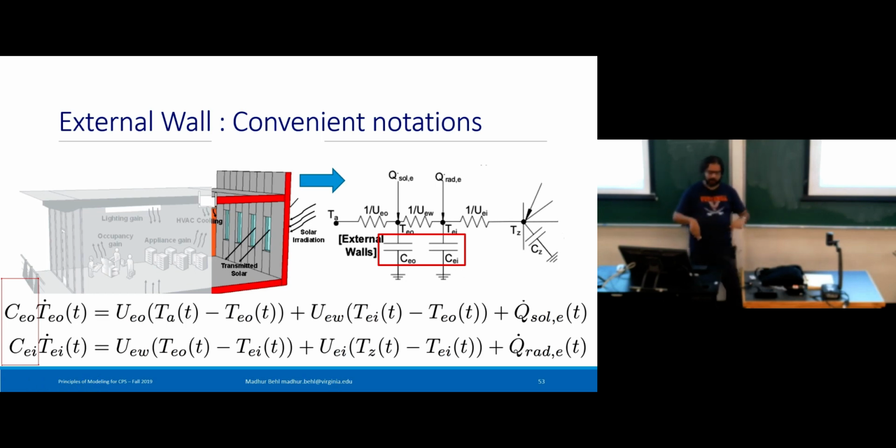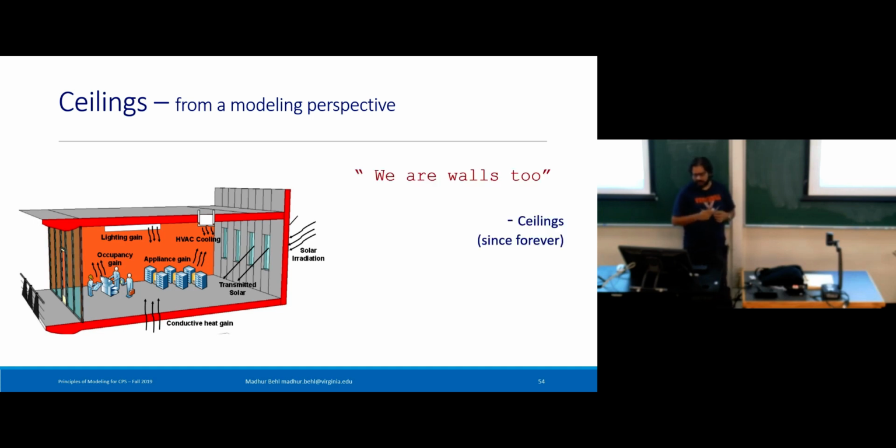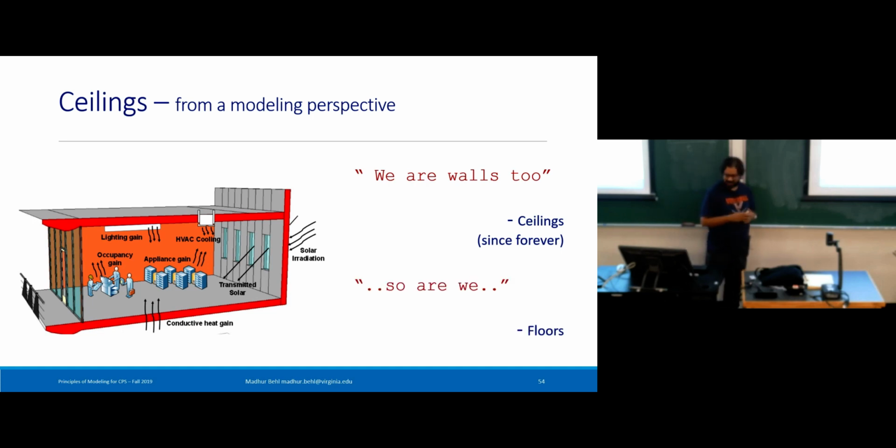So let's go back to that question. We have seen how to model an external wall. How do we extend that to different surfaces? So how do we model ceilings or floors or other surfaces of the zone? The big insight is that ceilings are also walls, okay, and floors are also walls. Everything is a wall, right? So if you like Pink Floyd, everything checks out. So we don't do anything.